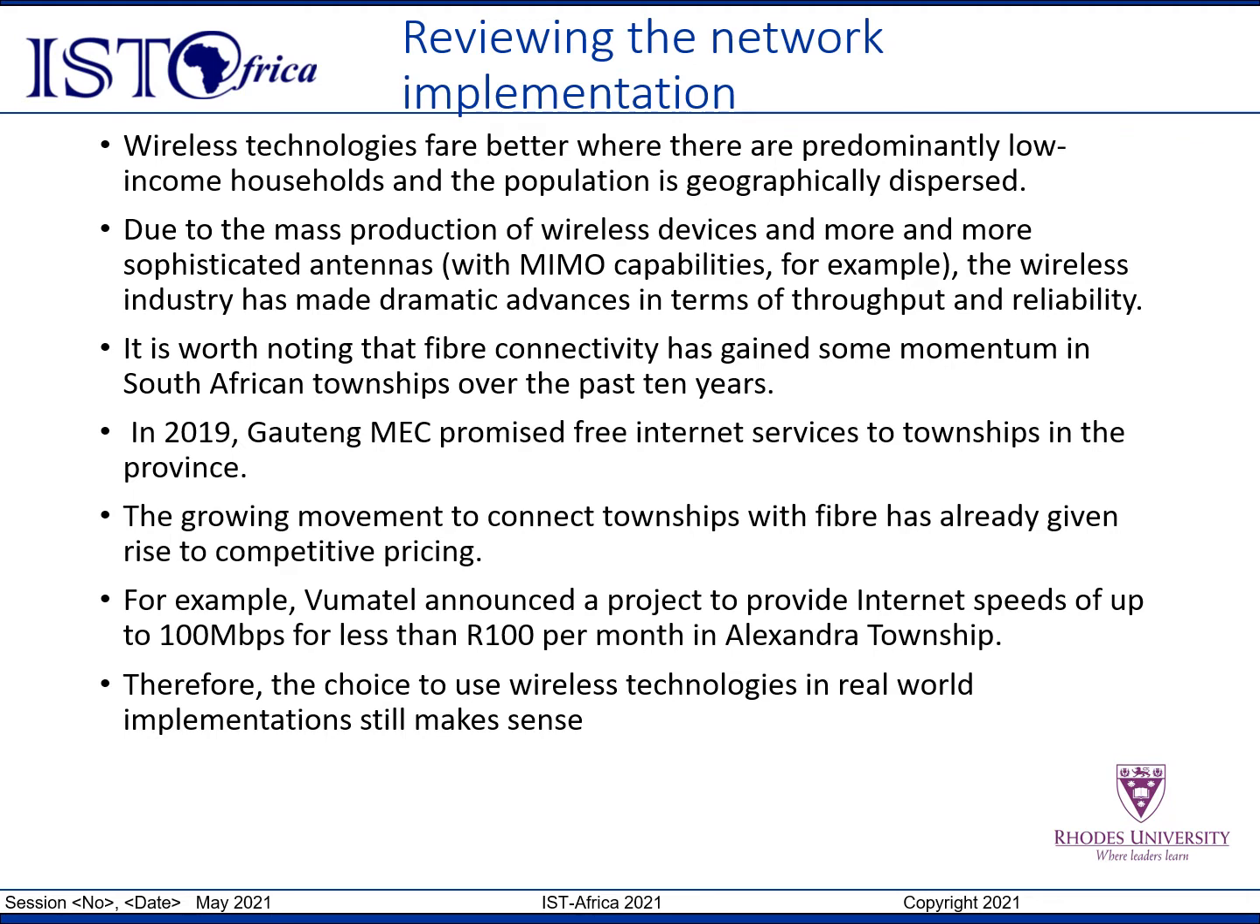So here's a review of the network implementation. One of the decisions that we had to make was to decide whether, because many technologies could have been used to implement this blueprint. We could have used optical fiber, we could have used satellite, we could have used WiMAX or Wi-Fi. So in this instance, wireless technologies fare better where they are predominantly low-income households and the population is generally dispersed.